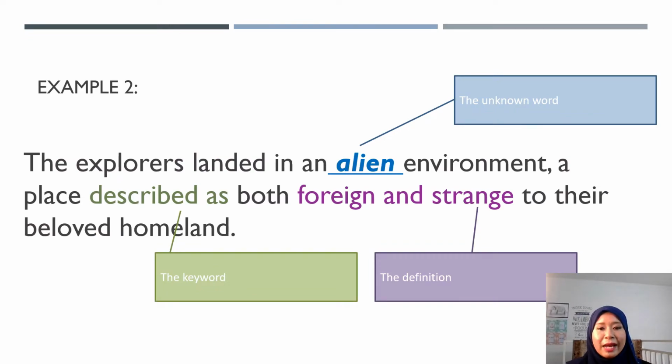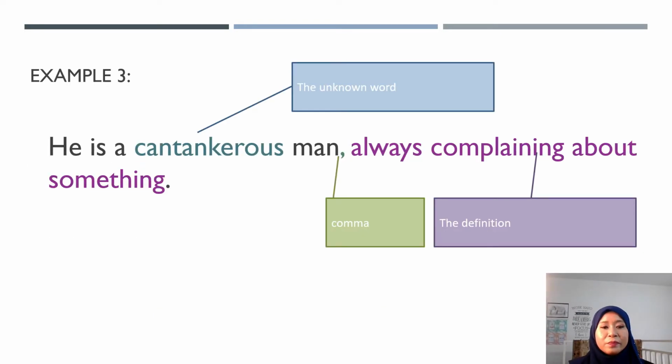Example 2. The explorer landed in an alien environment, a place described as both foreign and strange to their beloved homeland. So the unknown word is the word alien, the keyword is described as, and the definition is foreign and strange. Example 3. He is a cantankerous man, always complaining about something. So the unknown word is the word cantankerous. The signal is a comma. And the definition, always complaining about something. Someone who likes to complain.